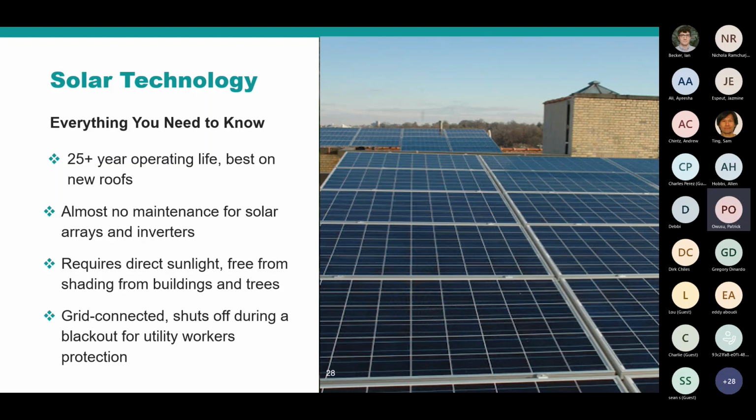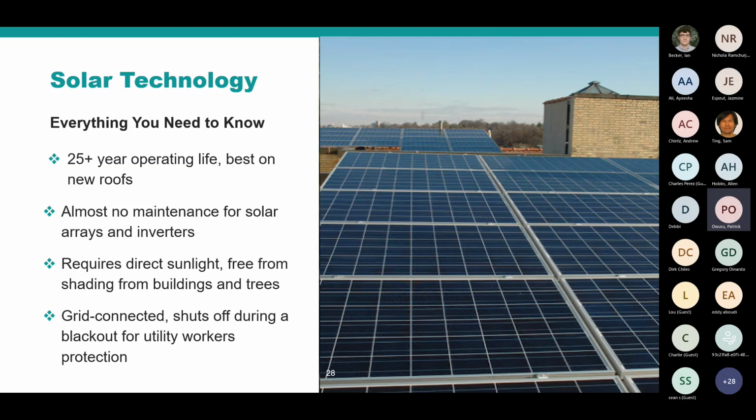Because it requires sunlight energy, it's important to have the solar in areas where there is no shading, so that the sunlight can have direct access to the panels itself. And that's also something we are always looking at: sunlight and shading from buildings and trees and other structures.